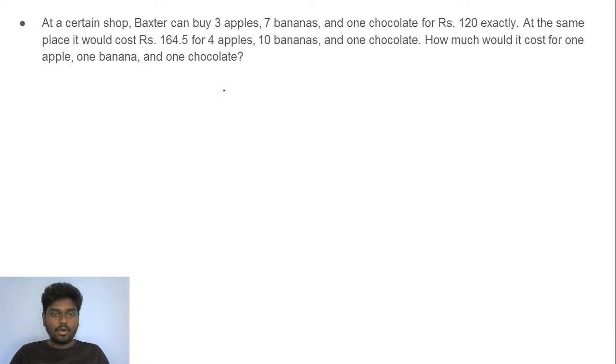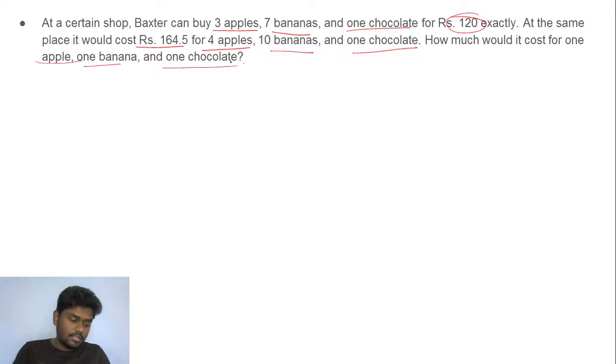So at a certain shop, Baxter can buy 3 apples, 7 bananas, and 1 chocolate for rupees 120 exactly. Fine. At the same place, it would cost rupees 164.5 for 4 apples, 10 bananas, and 1 chocolate. Fine. So you need to find how much it would cost for 1 apple, 1 banana, and 1 chocolate. So let me just give you the options as well.